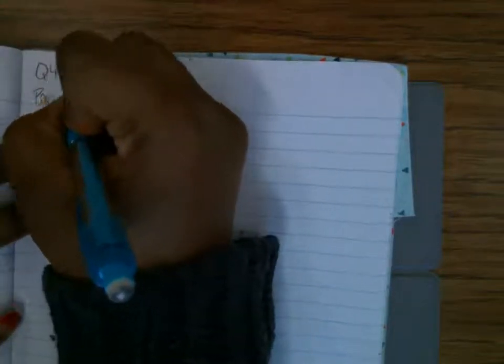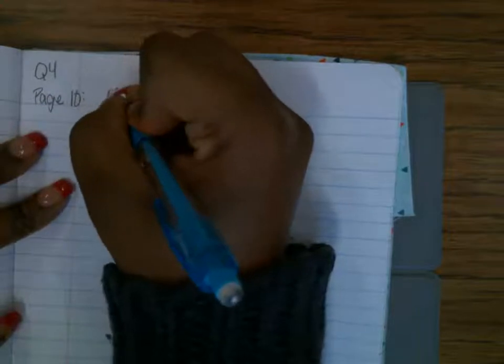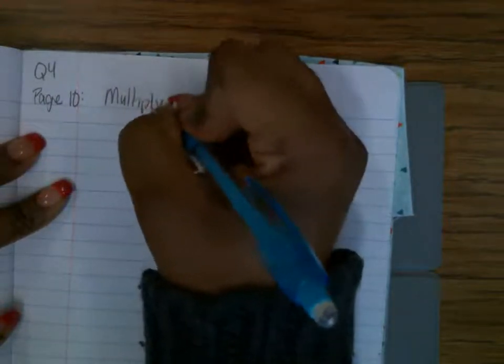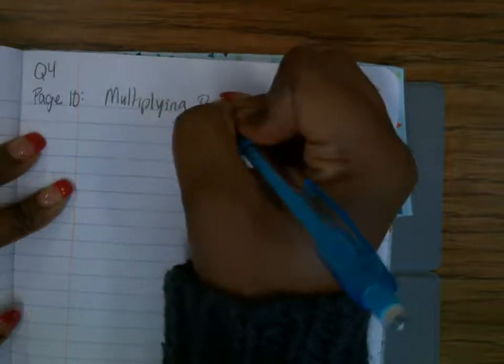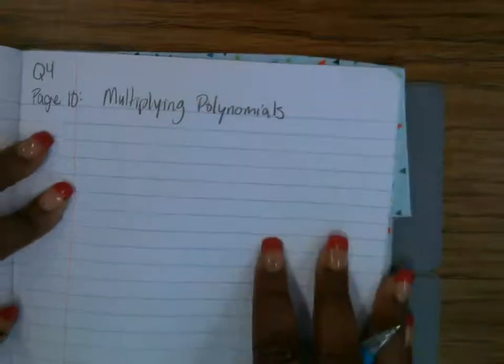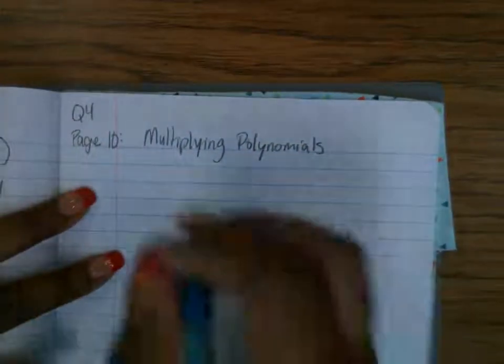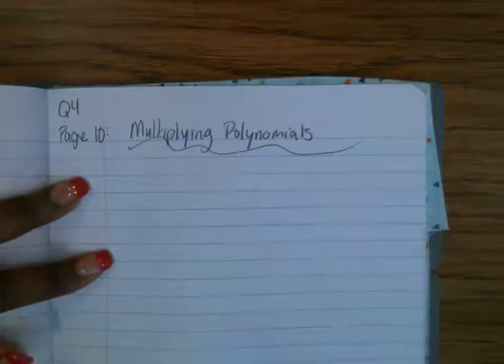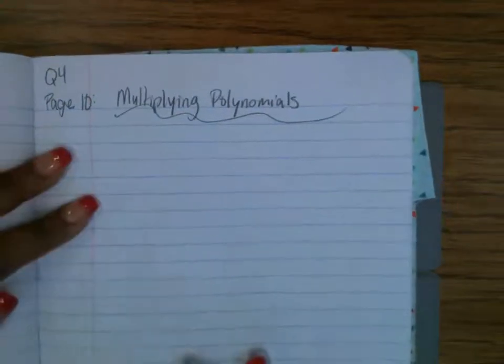So we got Q4, page 10, and we are multiplying polynomials. I think this one's going to be easier for you. Pause for the cause to give you a chance to write. All right, so here we go.